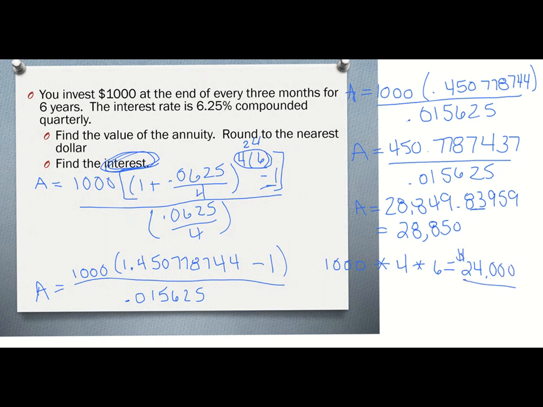So that's our deposits. To find the interest, you want to take your $28,850 and subtract what you deposited. So when we do that, we end up with interest of $4,850. And that's not bad because it was only in there for 6 years.